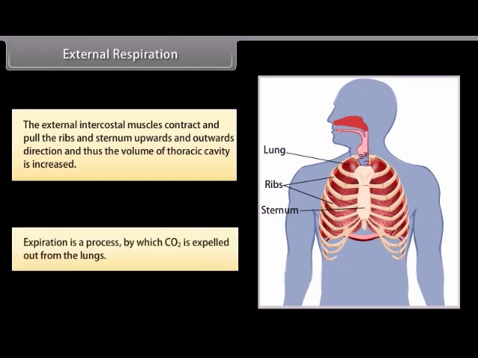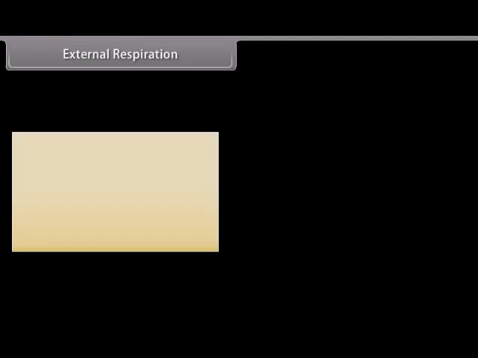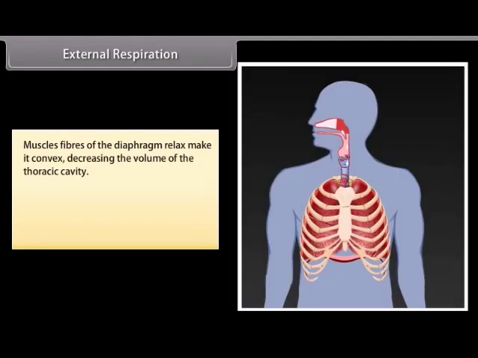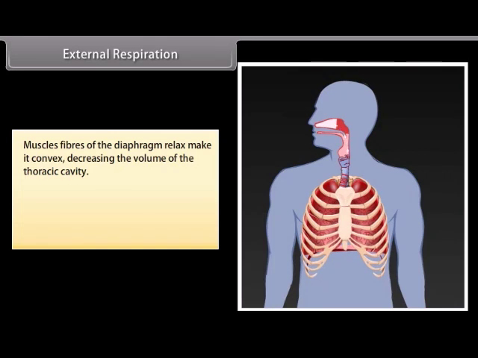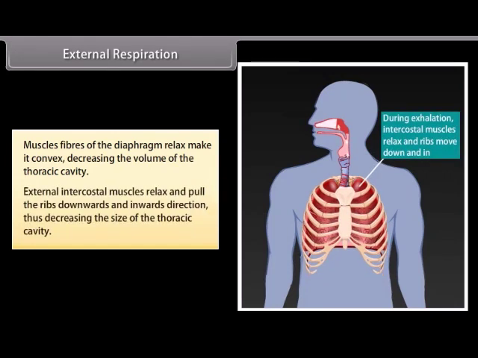Expiration is a process by which CO2 is expelled out from the lungs. Muscle fibers of the diaphragm relax, making it convex, decreasing the volume of the thoracic cavity. External intercostal muscles relax and pull the ribs in a downwards and inwards direction, thus decreasing the size of the thoracic cavity.